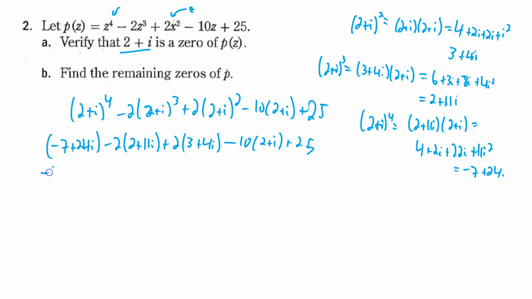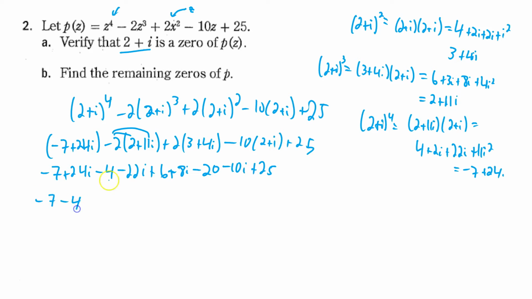So let's see here. So we have negative 7 plus 24i minus 4 minus 22i, right? Because we have negative 2 times 2, and then negative 2 times 11i. Then we'll have plus 6 plus 8i minus 20 minus 10i, and then plus 25. Now we're going to cross our fingers and see if this works out. So let's get all of our constants together. So we have negative 7 minus 4 plus 6 minus 20 plus 25. So those are all our constants. That would be like our a. Now let's look at our i's.